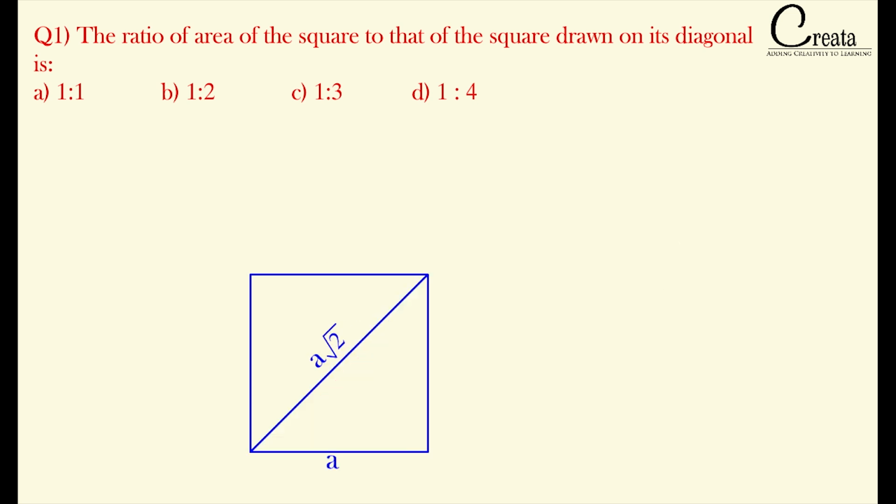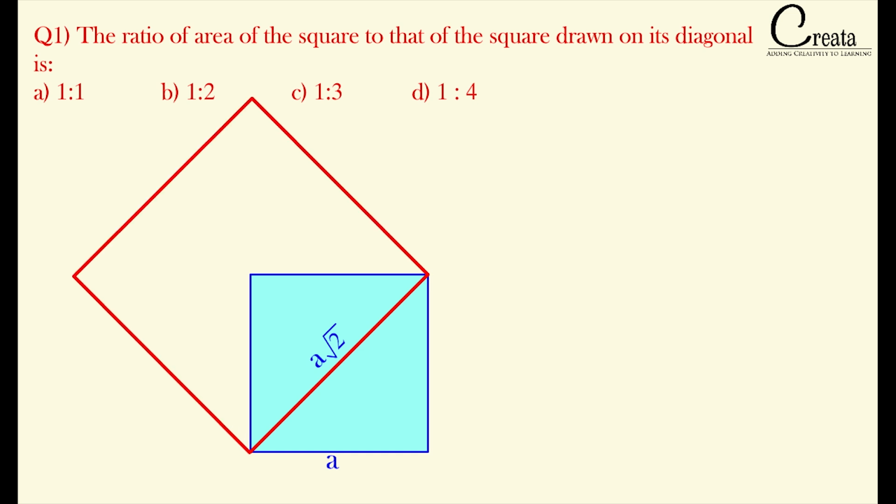Moving further, this question is further talking about the second square, and this second square is formed from the diagonal of the first square. This is the first square and this is the diagonal of the first square. We have to form the second square from this diagonal, and we know all the four sides of a square are equal, so we can form a square from this diagonal which is having all the four sides as equal to each other. This is the second square. Here one side of the square is A root 2, so all its four sides will be equal to A root 2.